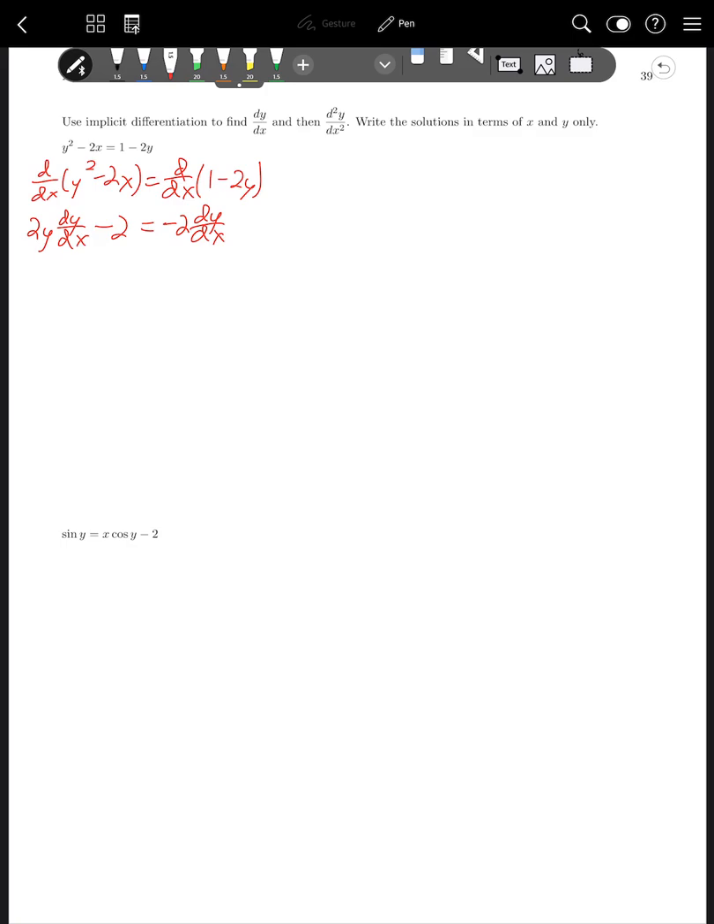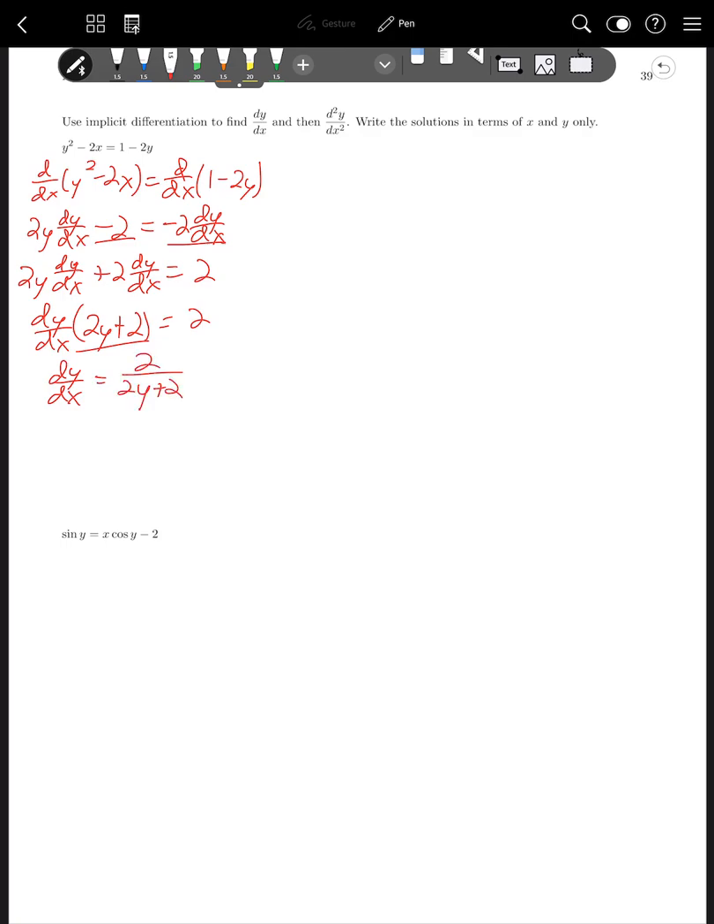I'm going to get the dy/dx on the left and put everything else on the right. So that means I'm going to add this to both sides, and I'm going to subtract this. So this will be 2y dy/dx plus 2 dy/dx equals 2. Factor out the dy/dx and divide both sides by this. So dy/dx equals 2 over 2y plus 2, and then you can cancel out a 2. So dy/dx equals 1 over y plus 1. Okay, so that's the first derivative.